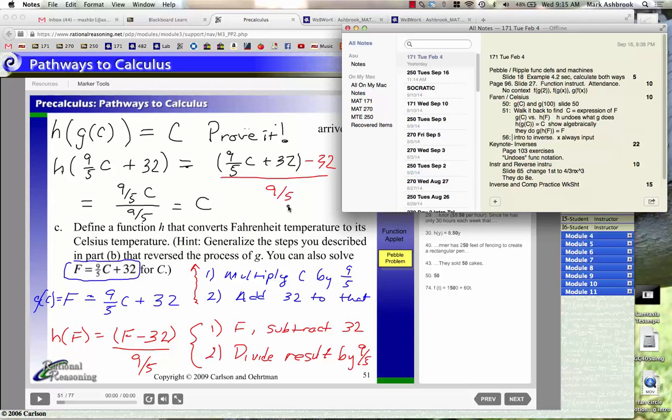It worked. That's what we thought, right? We thought if you put a degree Celsius into G and then take that result and put it into H, you should get back what you started with. And we just proved it. Okay? So now you're going to do it down here.